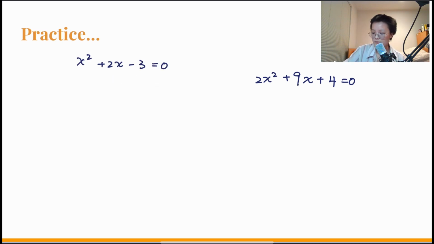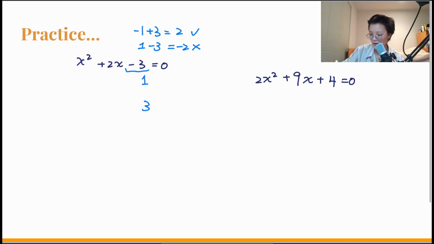Factoring it, 3 can only be factored by 1 and 3. Since this is negative, we either have -1 times 3 or -3 times 1. It depends how we want to add up into this 2. So let's think. If that's -1 plus 3, that will give us 2. Yeah, that's what we want. If that is +1 and -3, that is -2. This is not what we want. Therefore, we will factor this -3 into -1 and +3.